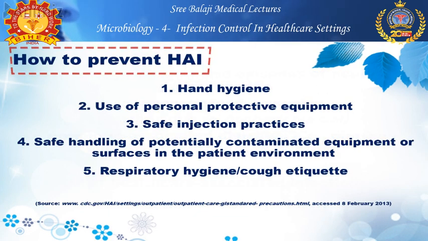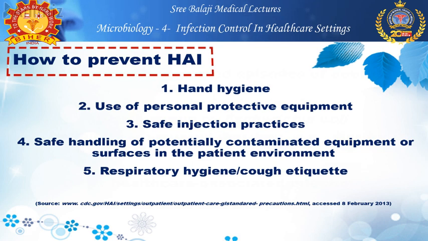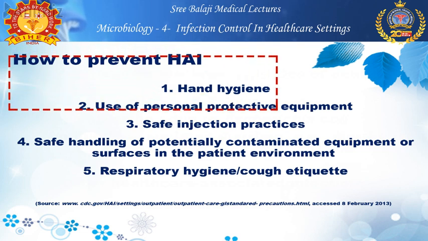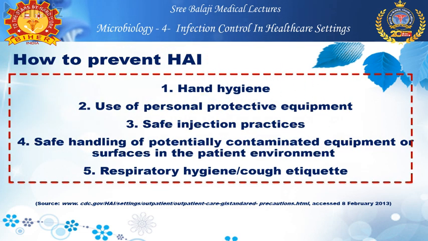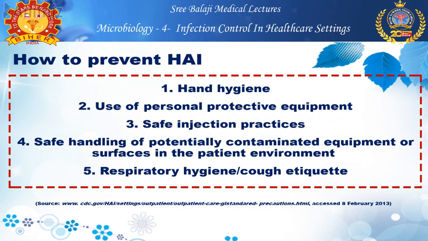So how to prevent a healthcare associated infection? In general, these are the 5 precautions which have to be followed by all healthcare professionals in a hospital setting to avoid healthcare associated infection. The number one preventive strategy is following appropriate hand hygiene. The second one is usage of appropriate personal protective equipments.